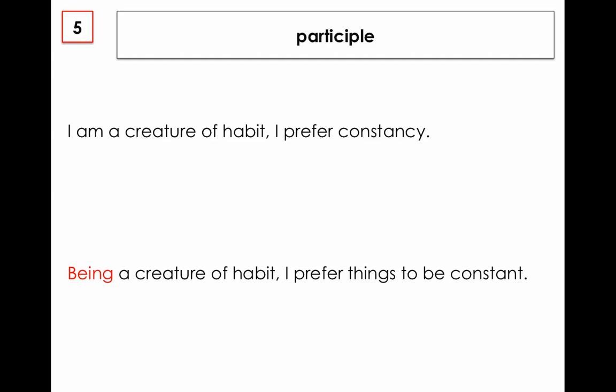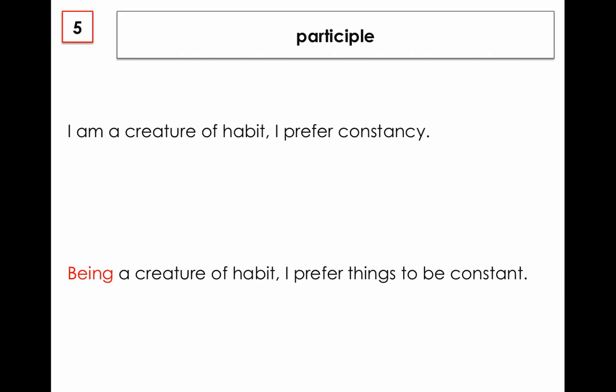You'll see that in the first phrase at the bottom I've got "being a creature of habit", making a clause there. Now that's not a complete sentence, being a creature of habit. Being a creature of habit is just a part of a sentence, a clause that can't stand alone. So it makes sense to have a comma after that.